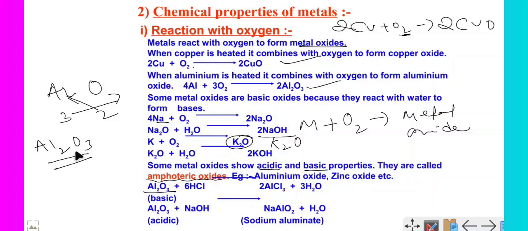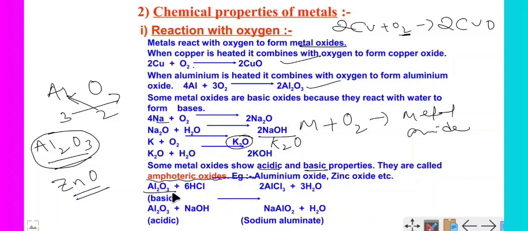It can combine with both bases and acids, to give both acidic and basic properties. So this is the compound: aluminum oxide, or you can say even zinc oxide shows the same kind of properties. Okay, so next, moving on.